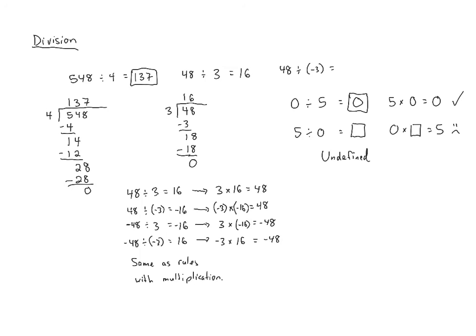We are not allowed to divide by 0. We may not divide by 0. It's just not allowed, and we say that that operation is undefined. The same is true if we try to take 0 divided by 0. This is also undefined.